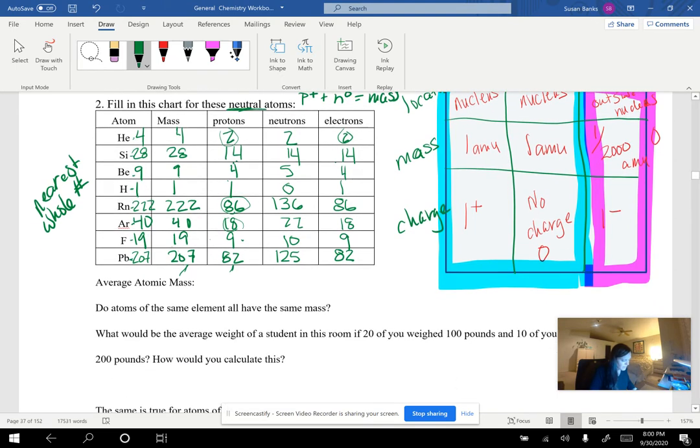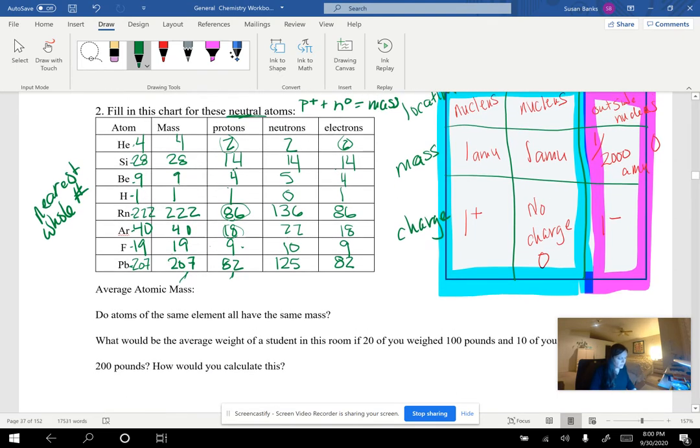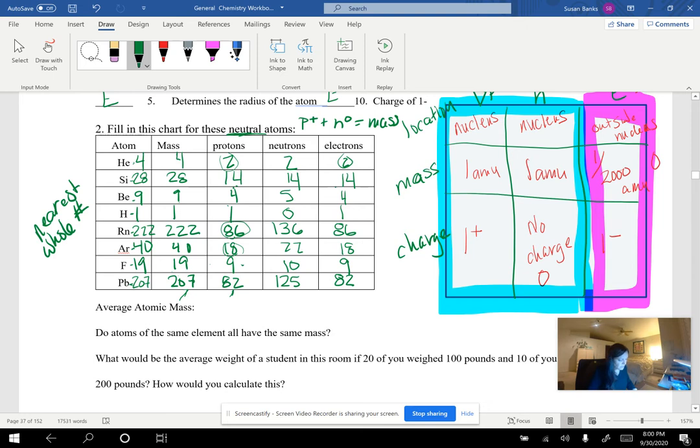Okay, average atomic mass. Now notice we have lots of isotopes here. Lead has many, many isotopes. Not all of them are 207. So if we look at lead, the average atomic mass on that periodic table is 207.2. Where does that 0.2 come from? I had it as 207.